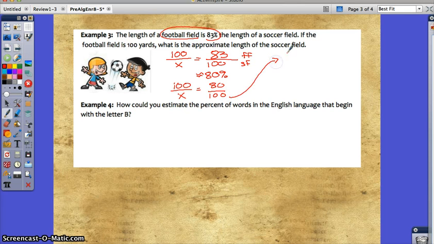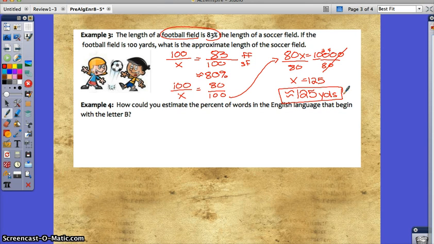So 80x is equal to 10,000, and then when we divide by 80, we can take a 10 out of both of these. 8 goes into the first 10 one time, remainder 2. 8 goes into 20 2 times, that gets me 16, so a remainder of 4. And 8 goes into 40 5 times. So the length of the soccer field is going to be about 125 yards.